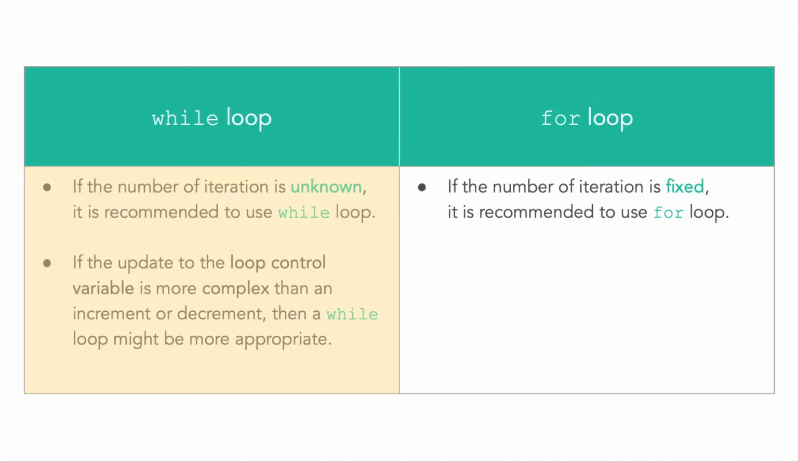When should you use a while loop or a for loop? If the number of iterations is unknown, it is recommended to use a while loop. If the update to the loop control variable is more complex than an increment or decrement, then again, a while loop might be more appropriate. If the number of iterations is fixed, it is recommended to use a for loop.